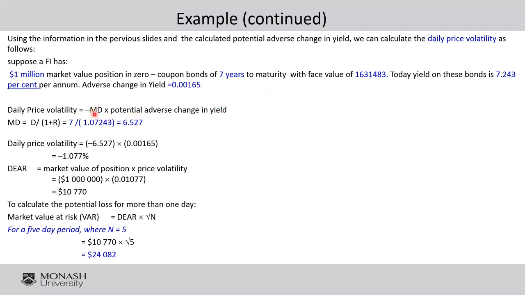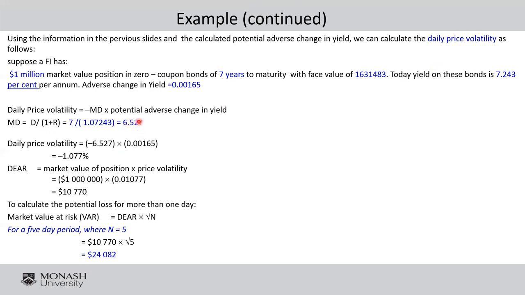How can I calculate the modified duration? Modified duration is the duration over 1 plus R. I have the duration, which is 7 years, and I have R, which is 2.43%. So in this case, I get it to be 6.527. This is the modified duration.